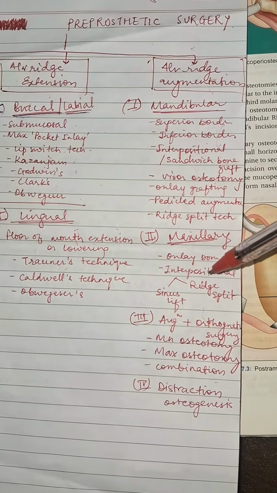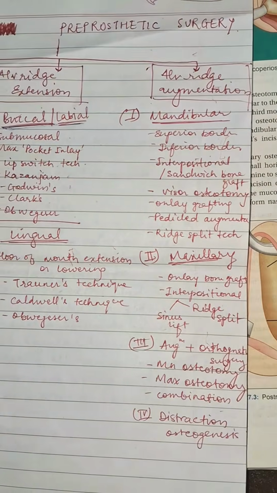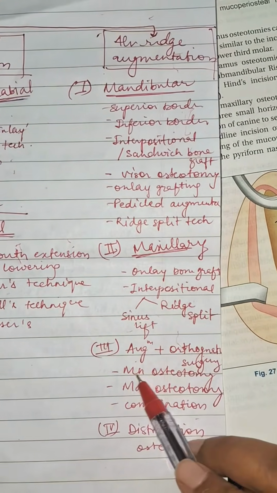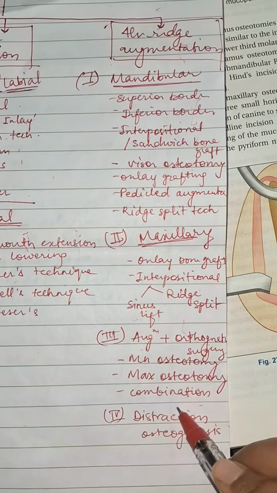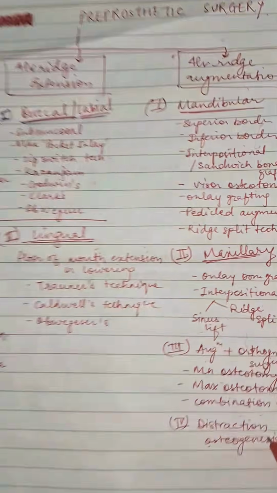In the maxilla, we have onlay bone graft and the interpositional sandwich bone graft technique, in which we have two procedures, sinus lift and ridge split technique. Now the third one is augmentation plus orthognathic surgery combination. So we have mandibular osteotomy, maxillary osteotomy, and a combination of both. And the fourth one for augmentation is distraction osteogenesis.